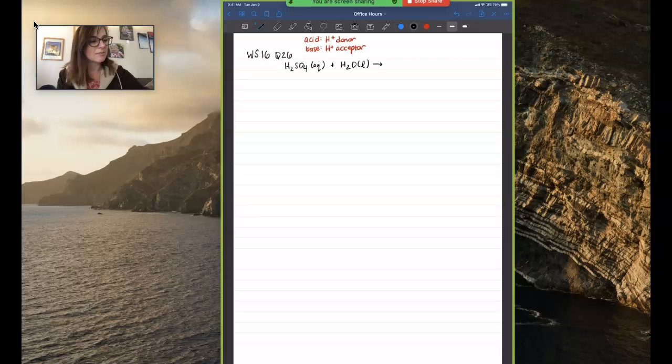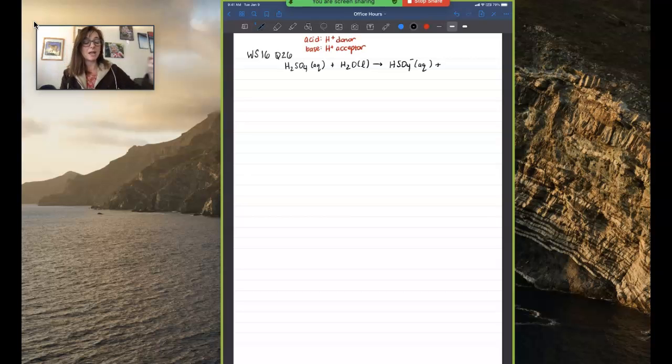So the conjugate base of sulfuric acid, because it's a proton donor, would have 1 less hydrogen. So instead of H2SO4, what would the conjugate base look like? Excellent, HSO4. And then it went from neutral, originally sulfuric acid's neutral in charge. We're losing a positive charge, so what should be the charge on the conjugate base here? Okay, it should be negative.